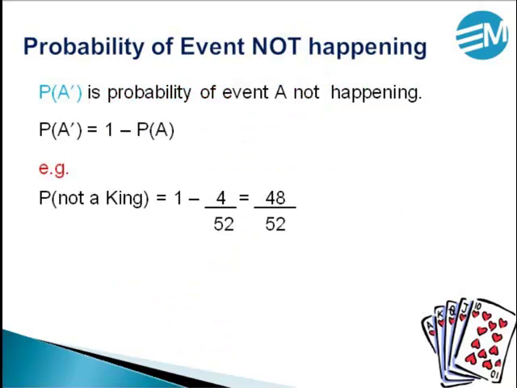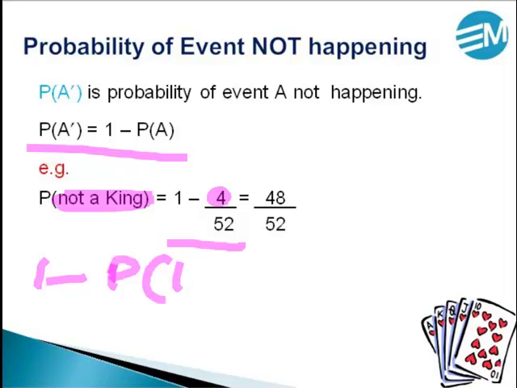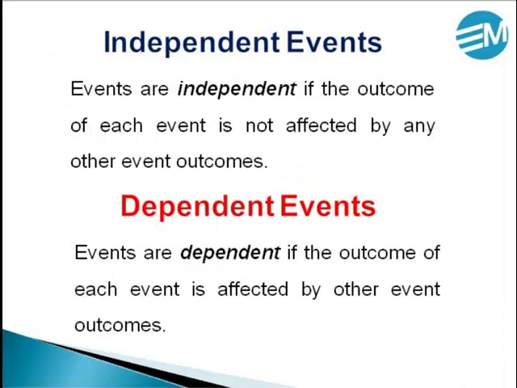Then what is the probability of an event not happening? It is 1 minus P(A). For example, not a king. Kings are 4, so we take 1 minus the probability of getting a king. So we get 48 over 52, which is divisible by 4. So you get 12 over 13.